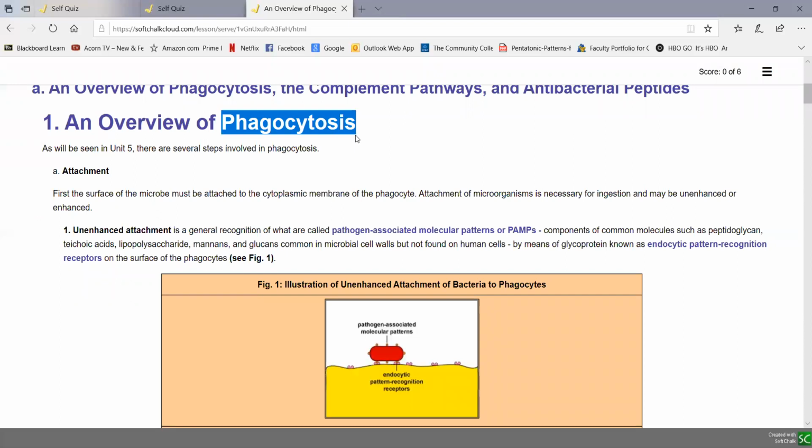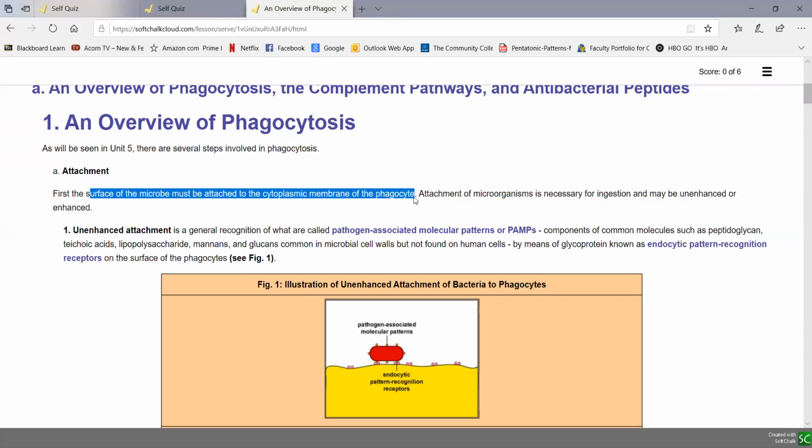Now, we did cover this back in Unit 1 when we talked about capsules, but it bears repeating. And eventually, in Unit 5, we'll be looking at innate immunity in detail. So as we've learned, the first step in phagocytosis is attachment. That is, the surface of the microbe must be attached to the cytoplasmic membrane of the phagocyte, and it has to be attached before it can be pulled in, engulfed, and eventually destroyed. So attachment of microorganisms is necessary for ingestion, and the attachment can either be unenhanced or enhanced.